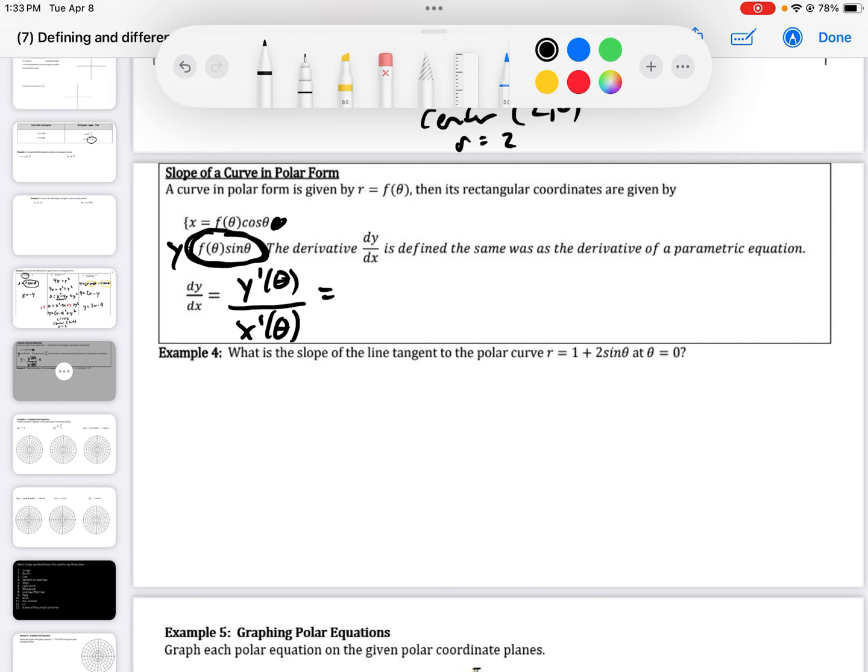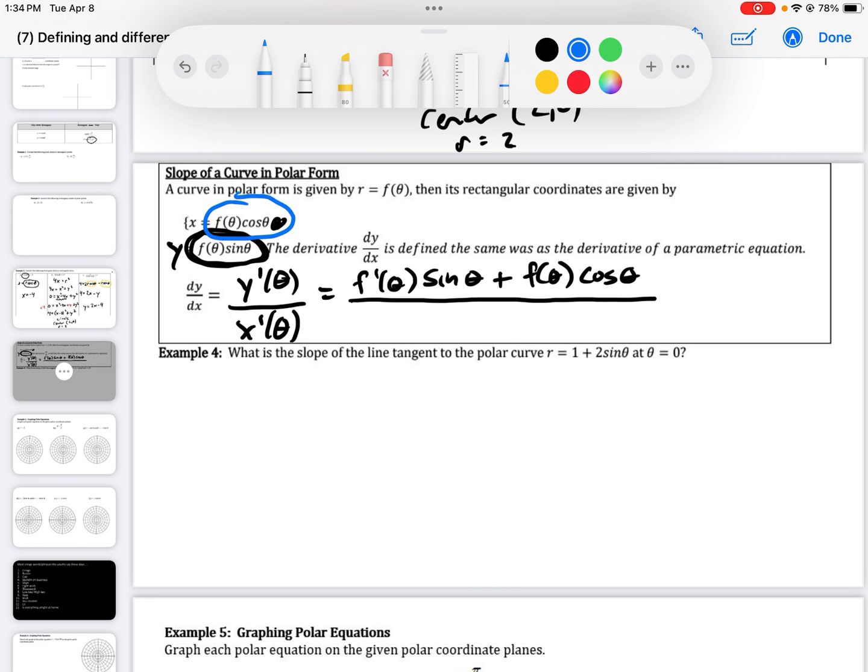Okay, well, y, I'm going to look at this and realize, okay, to take the derivative of y, I'm going to need to use the product rule. So it's going to be the derivative of the first times the second plus the first function times the derivative of the second. The derivative of sine is cosine. So that's the derivative of y. And I'll take the derivative of x and put that on the bottom.